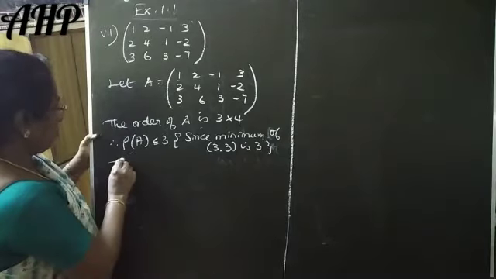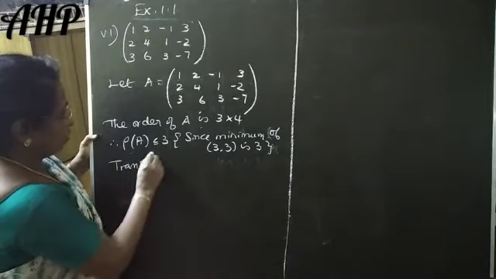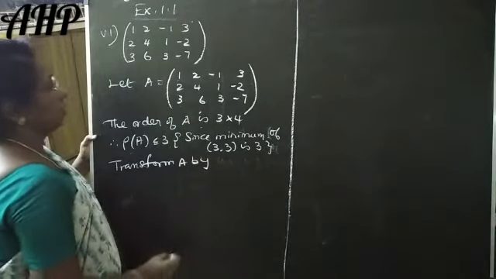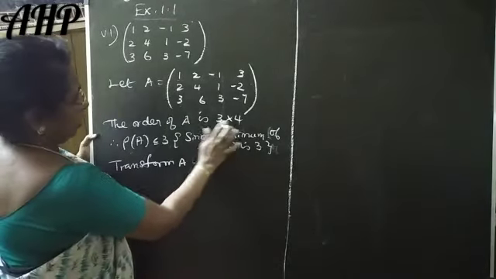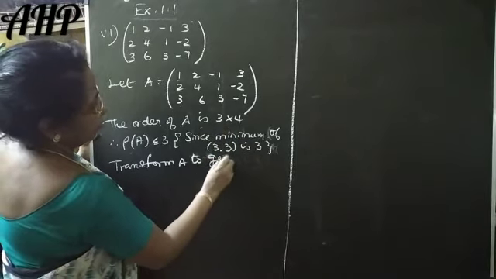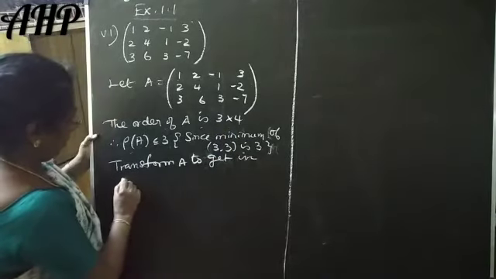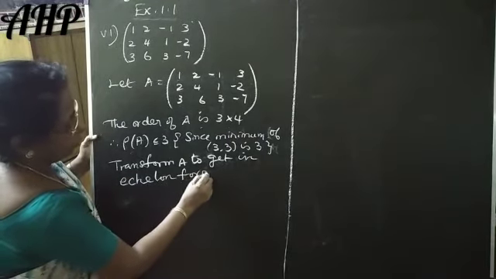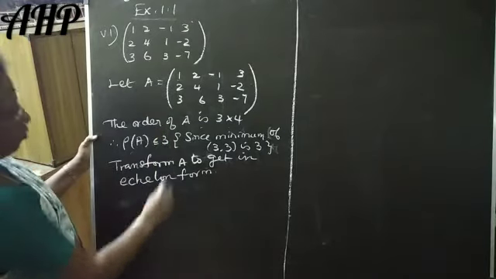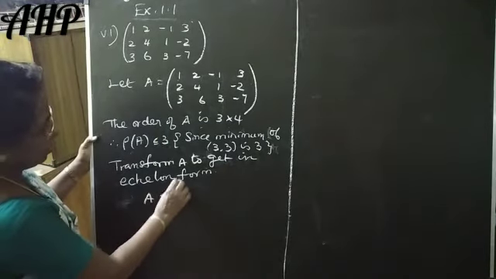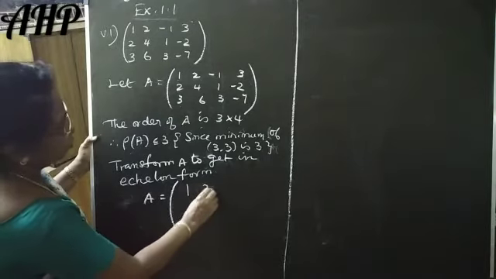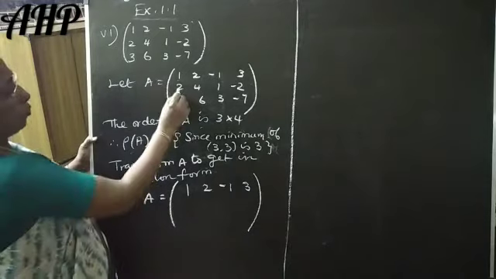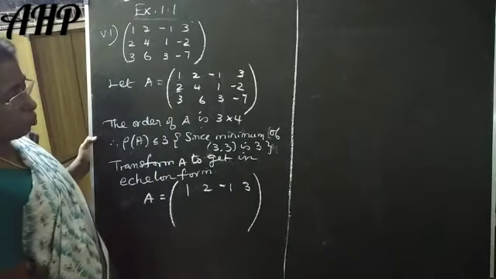Let us transform A to get it in echelon form. How do we transform? The first element starts with 1, so no problem. 1, 2, minus 1, 3. Now we are supposed to make the first element of the second row to be 0.